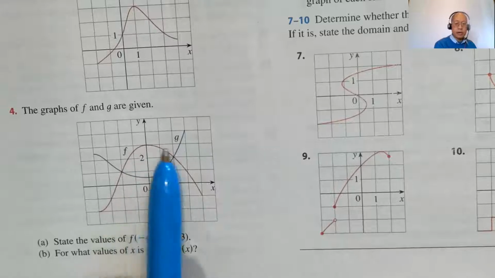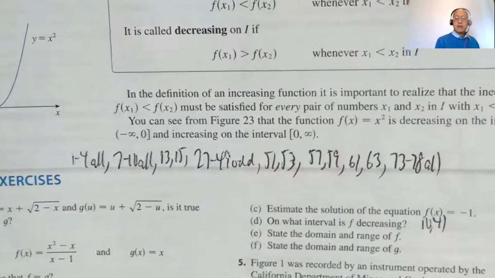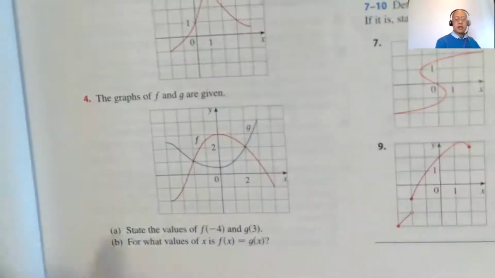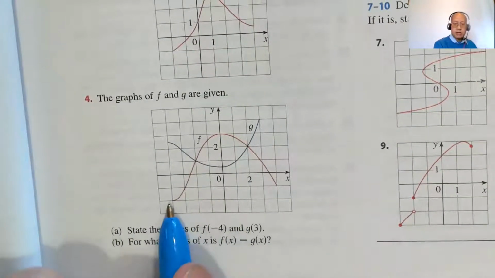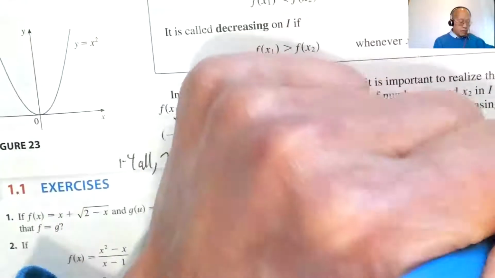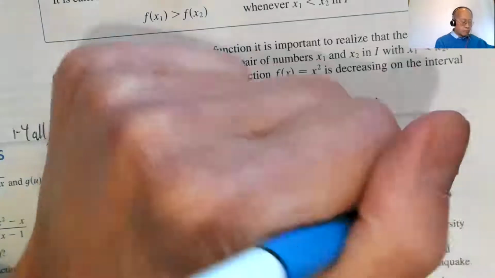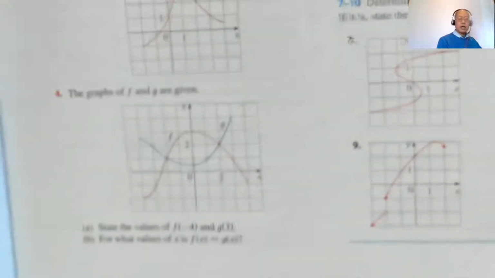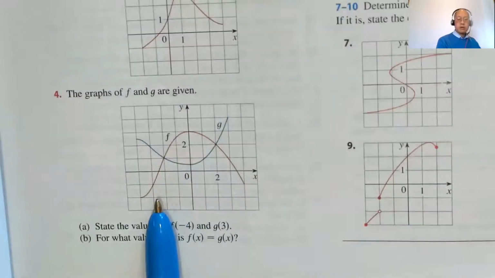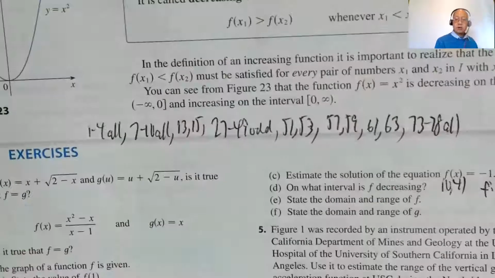D, on one interval is f decreasing. So the graph of f is going down. I'm going down the roller coaster. Well, between 0 and 4. Okay, so this one would be between 0 and 4. Give the domain and range of f. So for the domain, looks like it's going from negative what? 1, 2, 3, negative 4 to 4 inclusive. Okay, so f has a domain of negative 4, 4 inclusive. And for the range, how low and how high does it go? From negative 2 up to 3 inclusive.